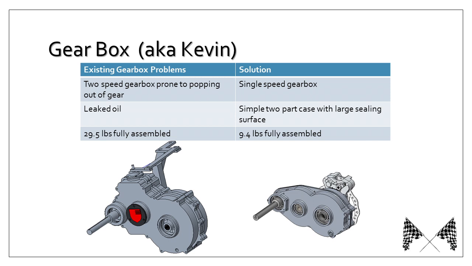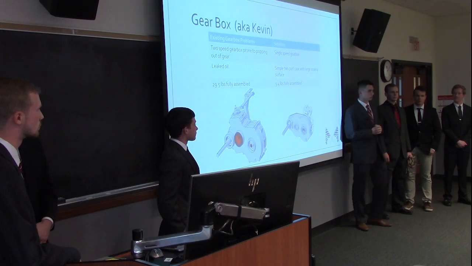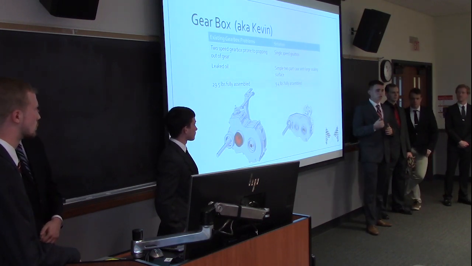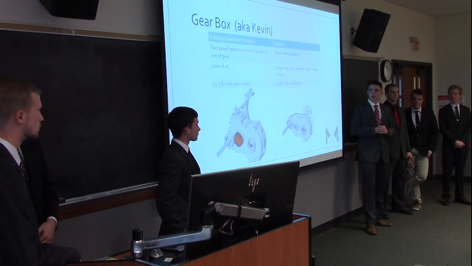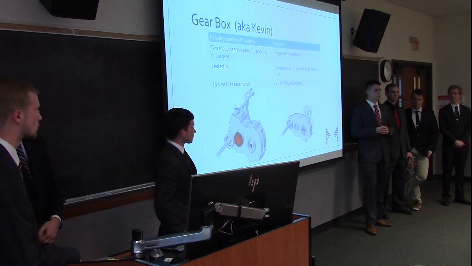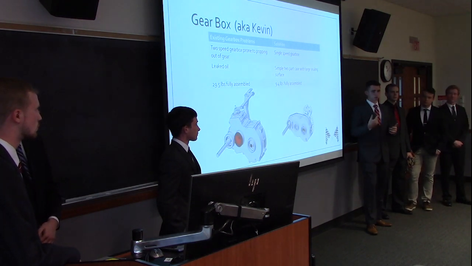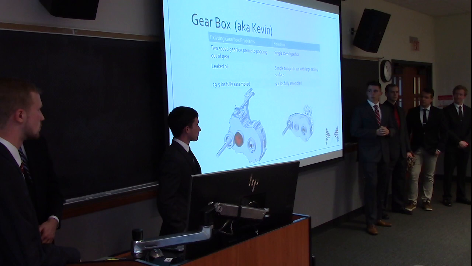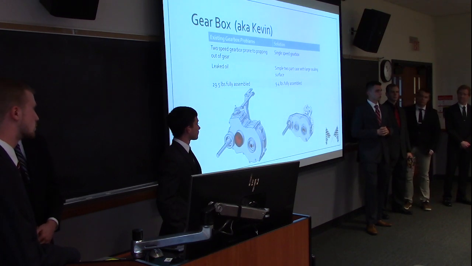The goals with the new gearbox were to target and improve on several issues with the old gearbox on the Baja car. The first of those being that it was a 2-speed gearbox and it was prone to slipping out of gear. Our solution was to create a single-speed gearbox that we knew would never be able to slip out of gear because there's only one speed, and it would also reduce weight significantly. The second problem with the old gearbox was that it leaked oil.